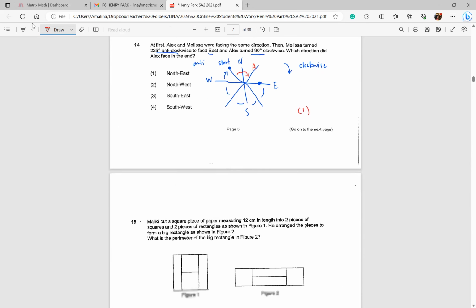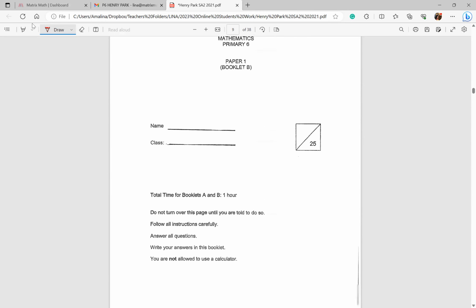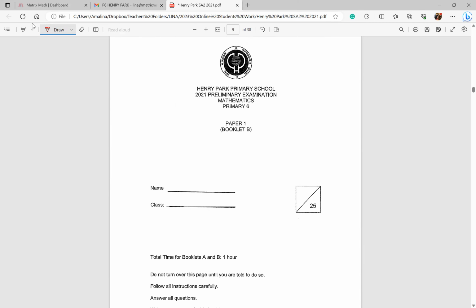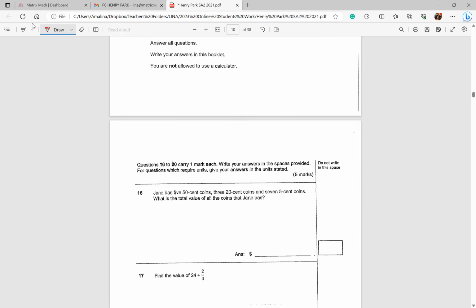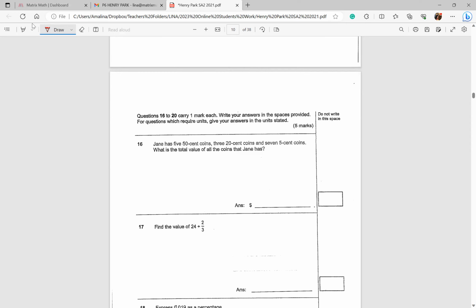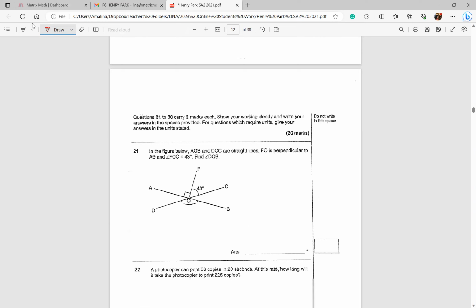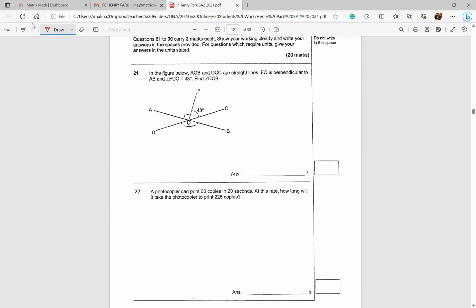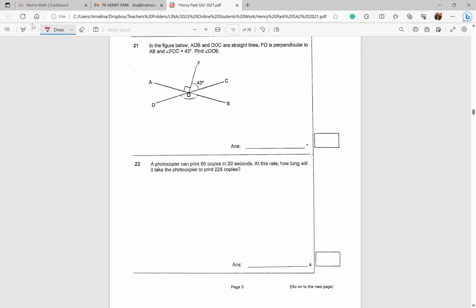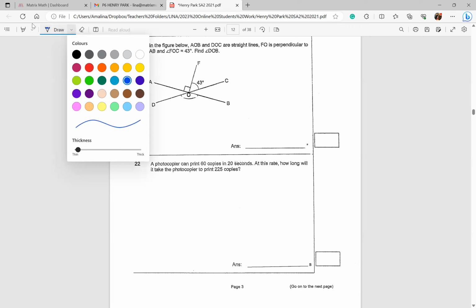Now let's move on to paper 1 booklet B. So we'll go to question 22 straight away. The first few questions I think are quite alright, so don't need my help. Now question number 22 is on your rate. A photocopier can print 60 copies in 20 seconds. At this rate, how long will it take the photocopier to print 225 copies?